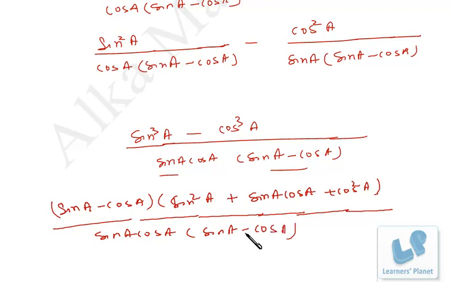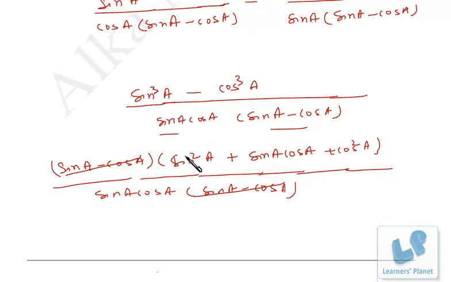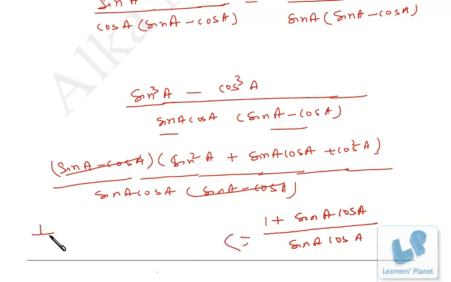Now this sin A minus cos A and this sin A minus cos A will be cancelled. And apart from that, sin square A plus cos square A is 1. So I just rewrite sin square A plus cos square A is 1. So finally it is 1 plus sin A cos A upon sin A cos A. Now we can break it. It's 1 upon sin A cos A plus sin A cos A upon sin A cos A, that's 1.